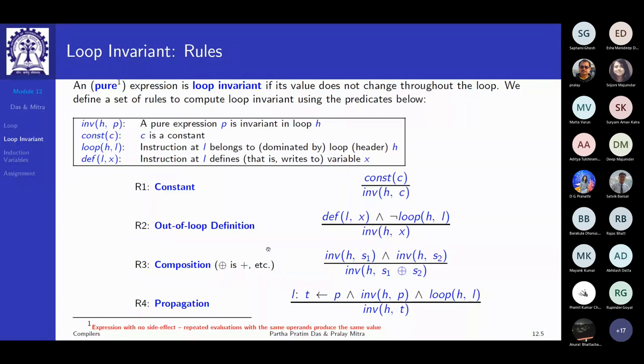Then you can have more invariants from this. One is if you have a loop invariant S1 and another loop invariant S2, you can see the and. If both of these are true, then an arithmetic composition of S1 and S2 is also an invariant.